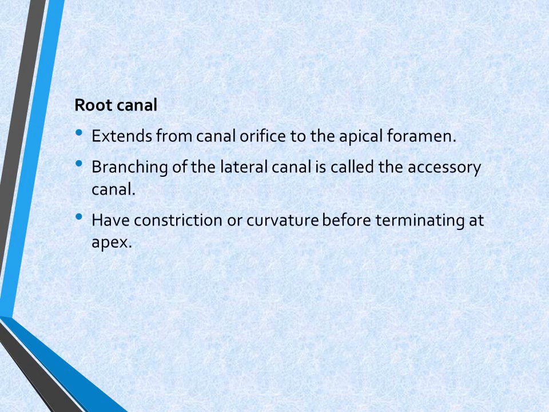Coming to the root canal, like I said before, it extends from the canal orifice to the apical foramen. I am sure you all know what the apical foramen is, and I will be discussing it in the later slides also. The branching of the lateral canal is called the accessory canal. You generally have lateral and accessory canals in the apical third. That is the most common area where you can find them. Constrictions and curvatures before terminating at the apex are generally seen, and I'm sure you will be able to appreciate it even radiographically when you deal with the root canals.